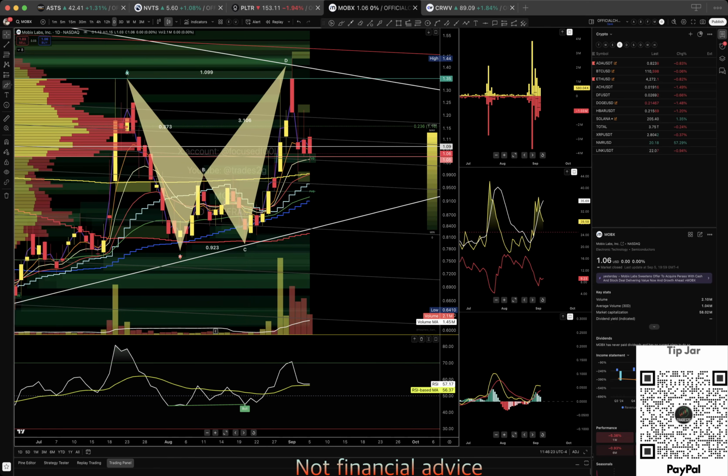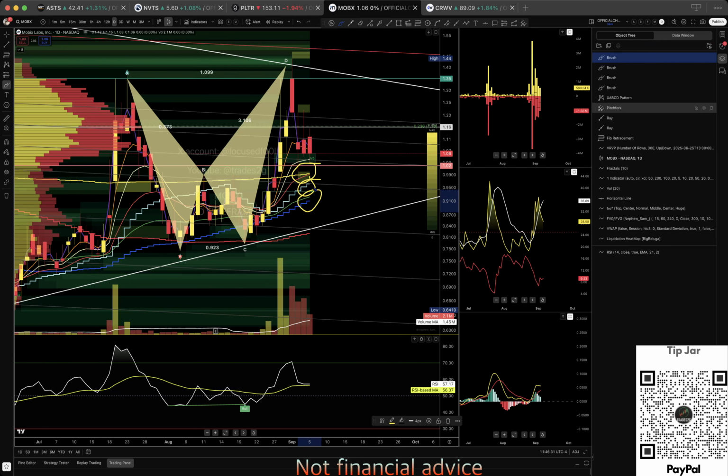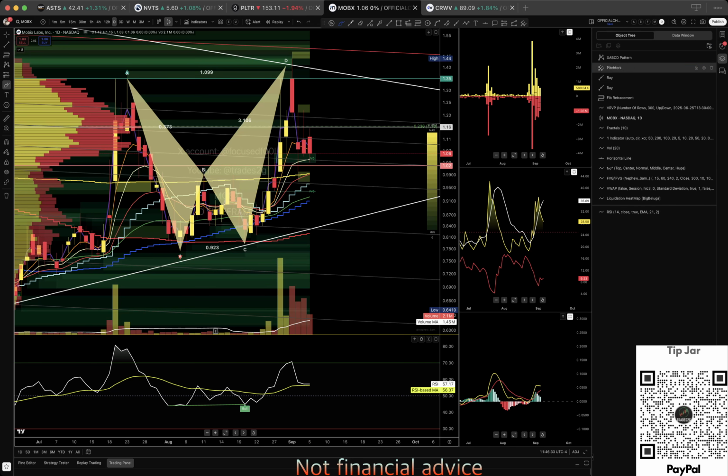Otherwise, we do have support levels here where we have the EMAs literally right under. We have the 20 SMA, we have the 50 EMA and SMA. This is technically not a bad sign, as we can define a support area.